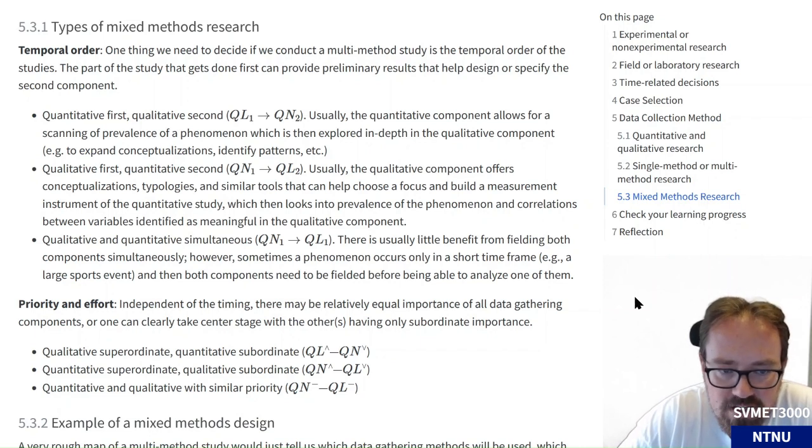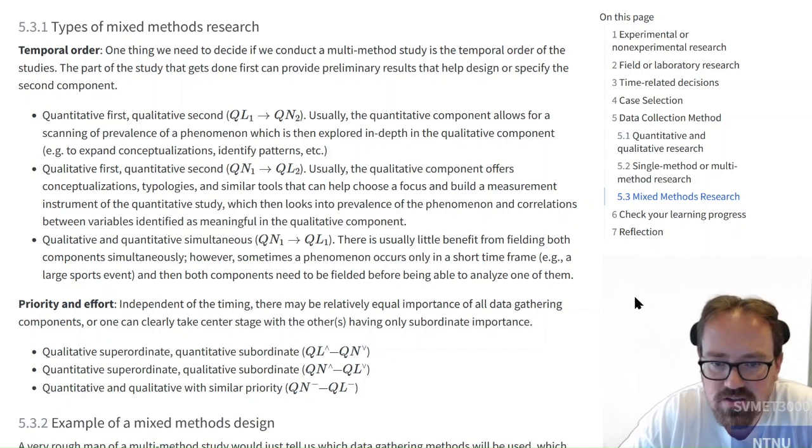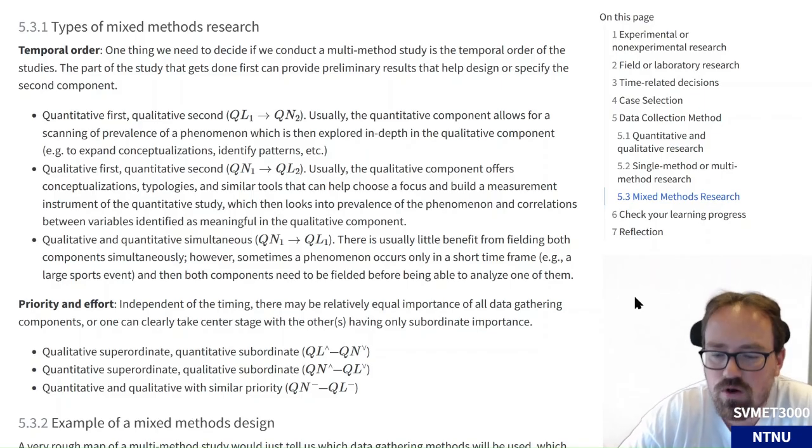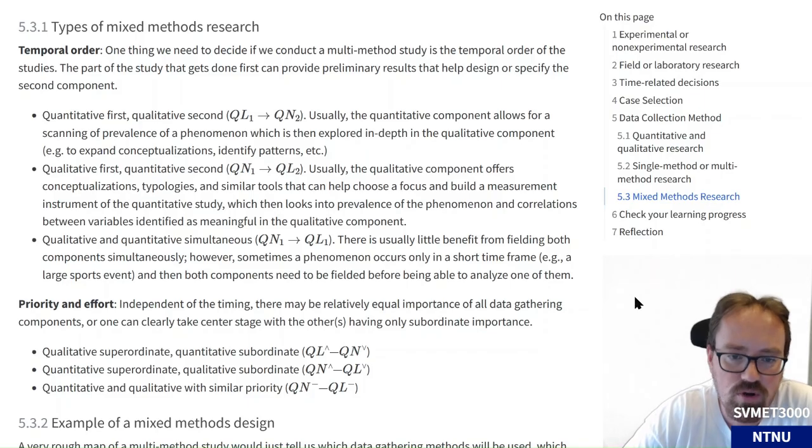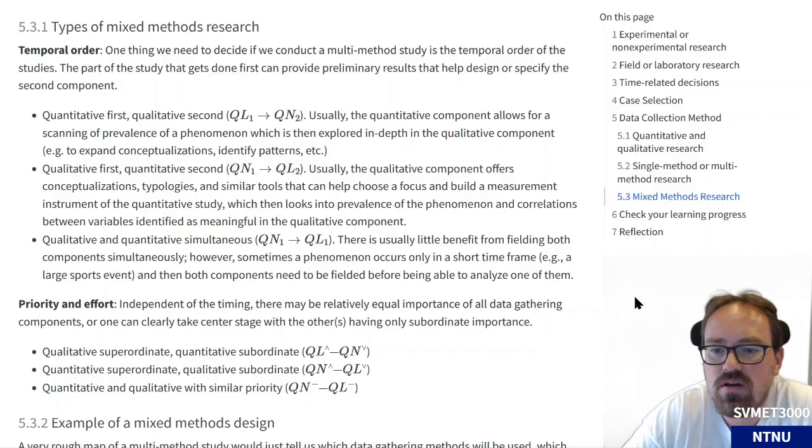If we go qualitative first and quantitative second, the motive is usually to use the qualitative component to build conceptualizations or typologies. And those can be used to build a measurement instrument for the quantitative study, which then looks into the prevalence of the phenomenon or any correlations between variables identified as meaningful in the qualitative component.